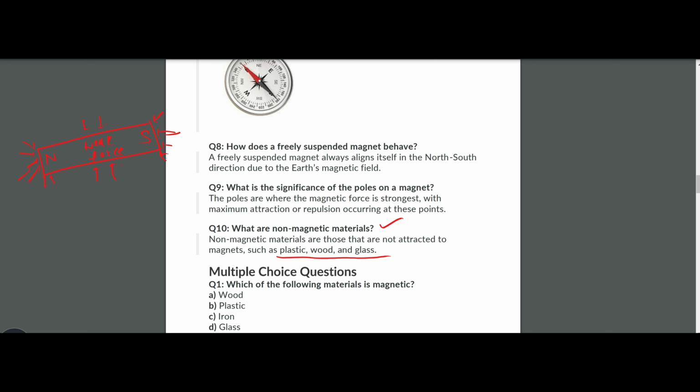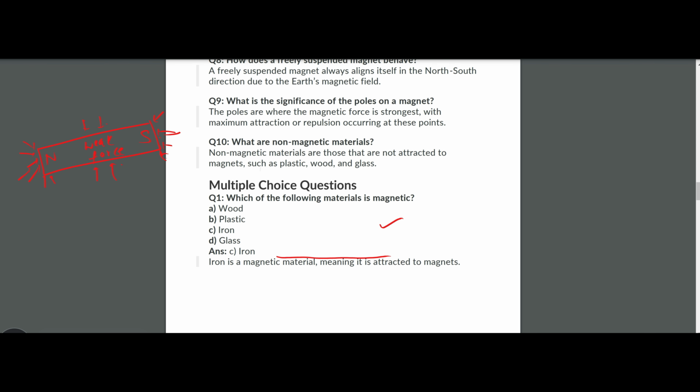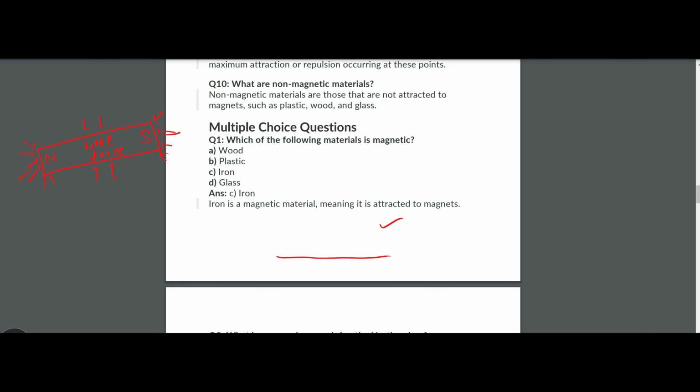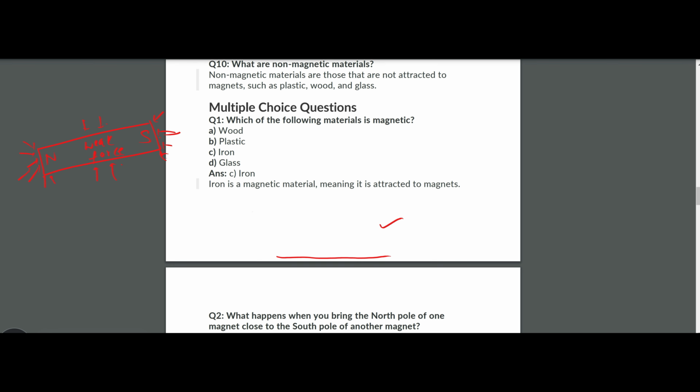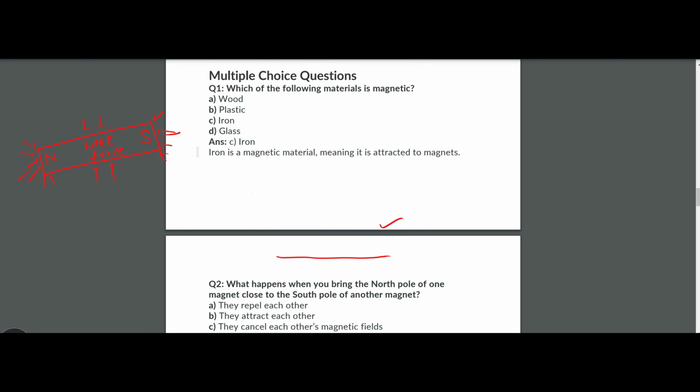Here we have some MCQ questions based on your understanding. Please give the answer. Which of the following materials is magnetic? Wood, plastic, iron, glass. My dear students, which one is the right answer? Iron. Very good. Nice. Next question. Here iron is a magnetic material, so it means it is attracted by magnets.